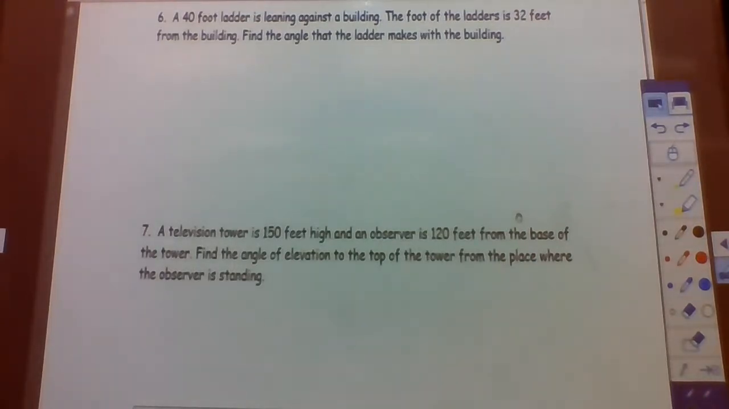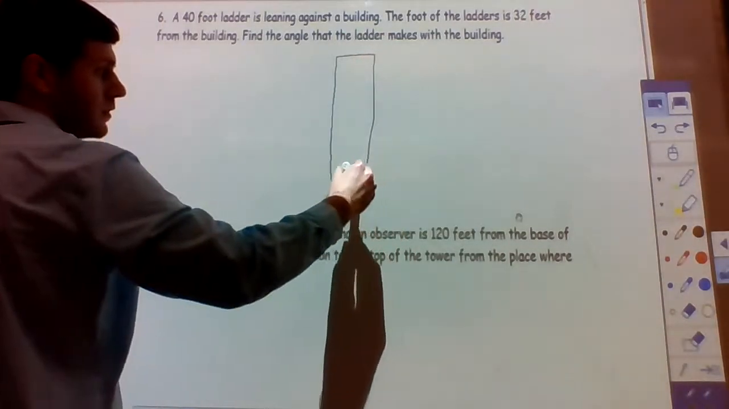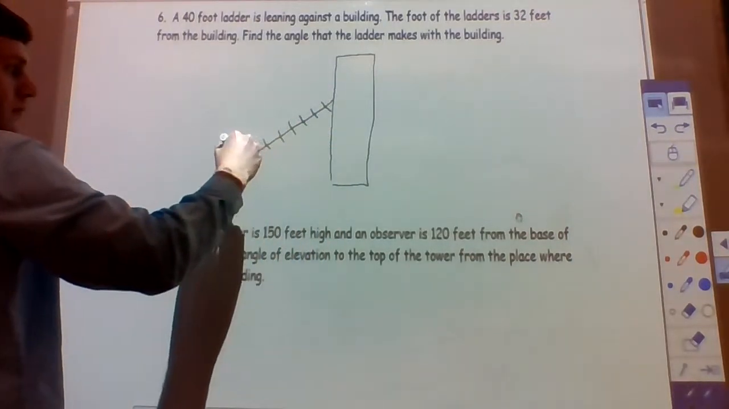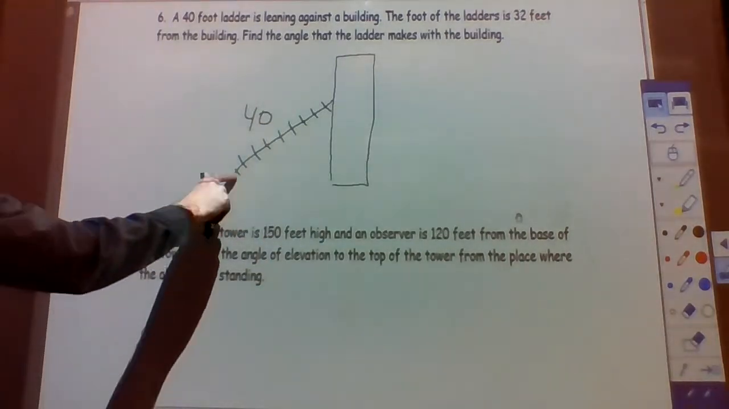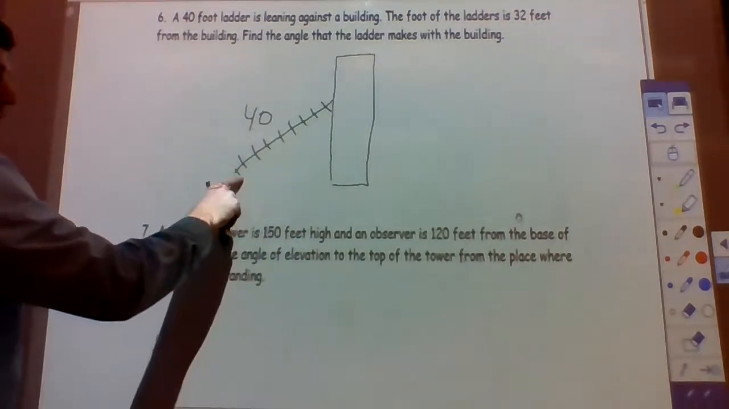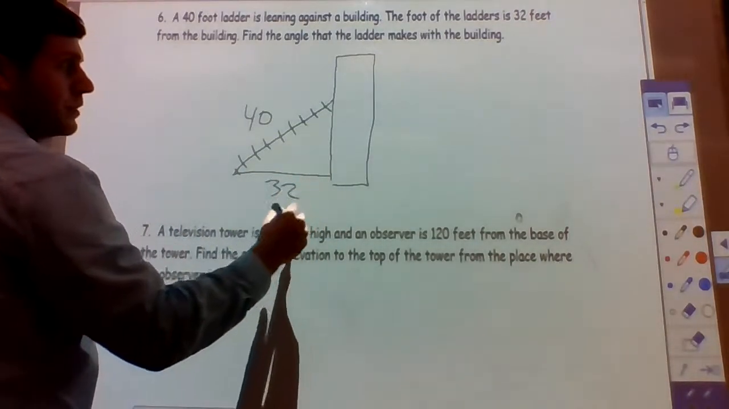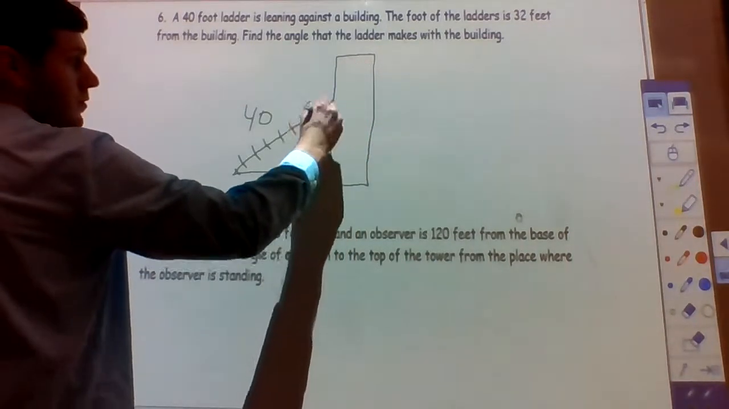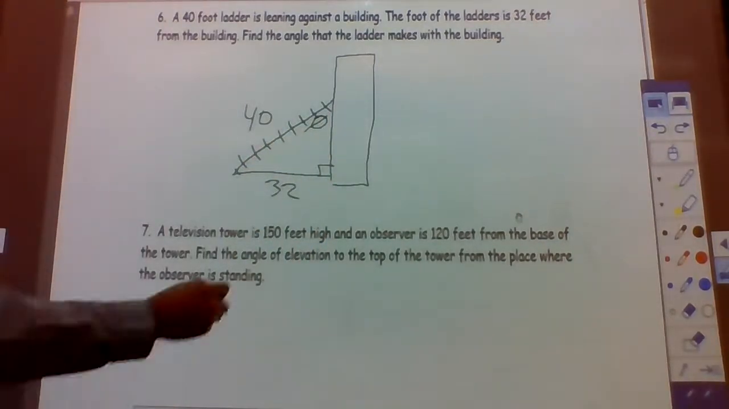Okay, number 6. A 40-foot ladder is leaning against a building. So here's a building. Okay, so we're leaning a 40-foot ladder. So here's our ladder. It's 40 feet long. Okay, the foot of the ladder, meaning the base of the ladder, right? Your feet are on the ground. So the foot of the ladder is the base. Is 32 feet from the base of the building. Find the angle that the ladder makes with the building. So the ladder and the building make an angle up here. So here's the angle in question.